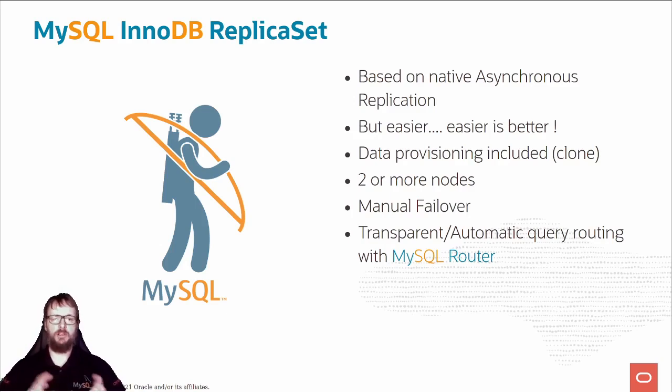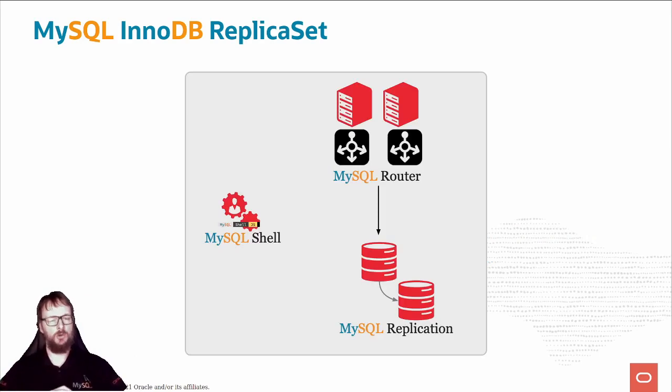And it has transparent automatic query routing using MySQL Router, right? With MySQL Router, you will have different ports, and depending where you connect to, you will do writes or you will reach a read-only server. So the architecture looks like this. You see we have a MySQL shell that orchestrates everything. You have MySQL replication there with the instances, and you have a router that the applications connect to reach the database.